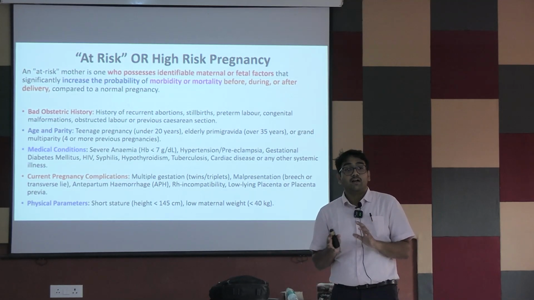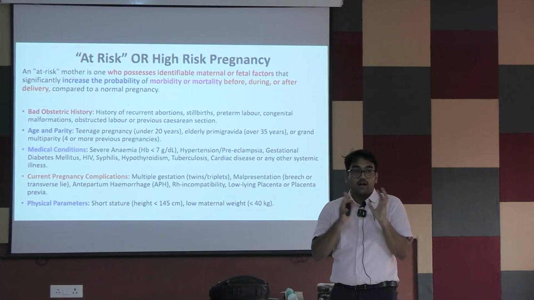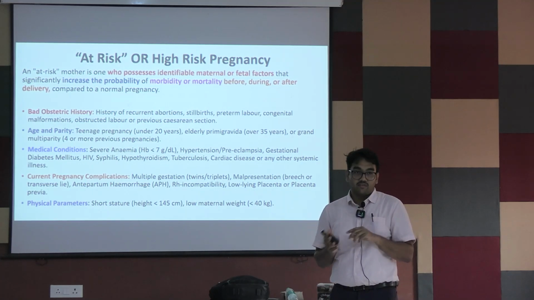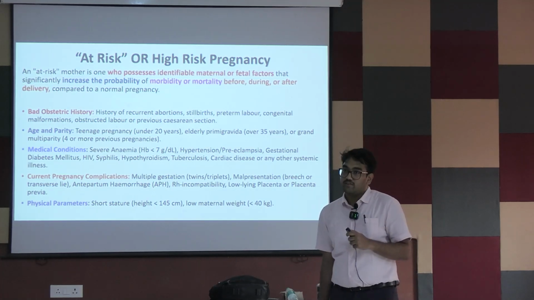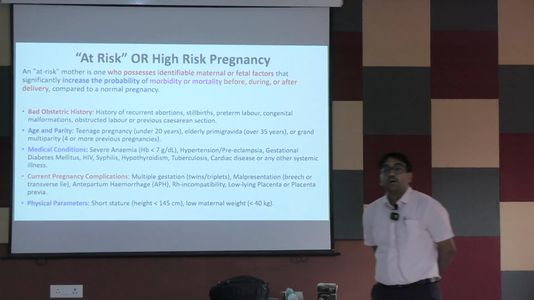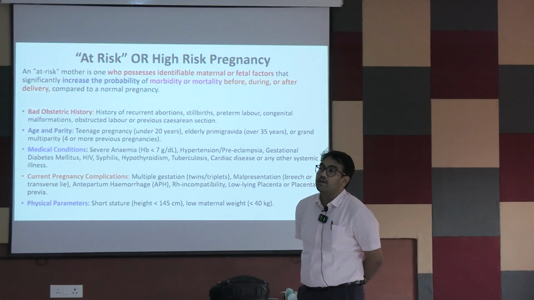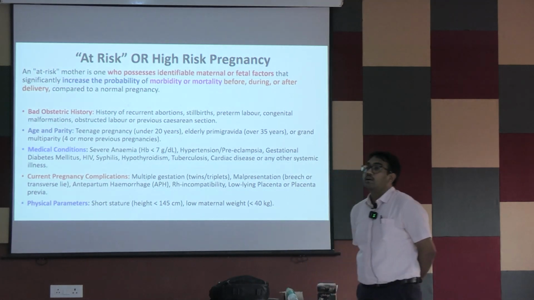There is cephalopelvic disproportion. The baby's head is larger than the width of the pelvis. So there you cannot have a normal delivery. So those are also classified as high risk pregnancies. Okay. So if you are asked what is a high risk pregnancy and what are the conditions in which we will classify a pregnancy as high risk pregnancy, these are the things that you should remember.